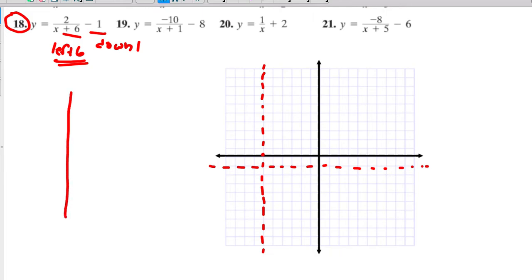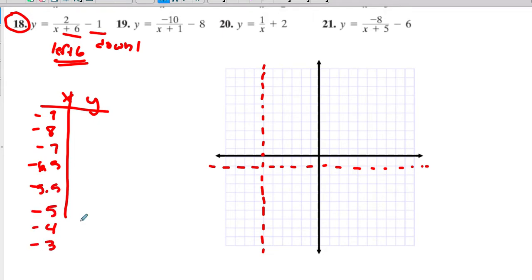So I'm going to pick, let's see, 1, 2, 3, so 7, 8, 9. So negative 9, negative 8, negative 7. You could go with negative 6.5 if you wanted to, but you don't have to. I'm going to. And then negative 5.5, negative 5, negative 4, negative 3.